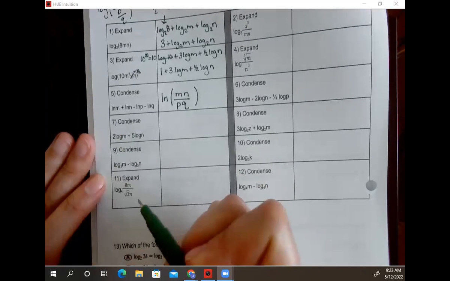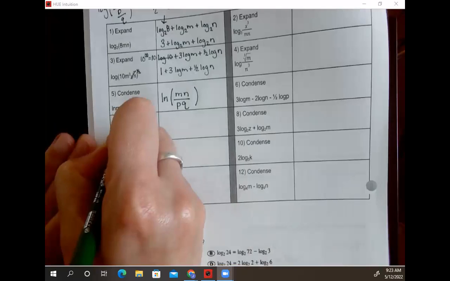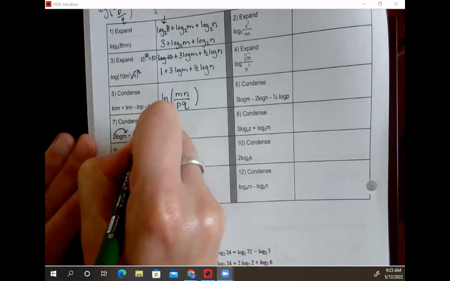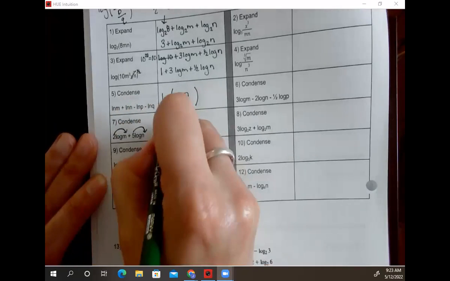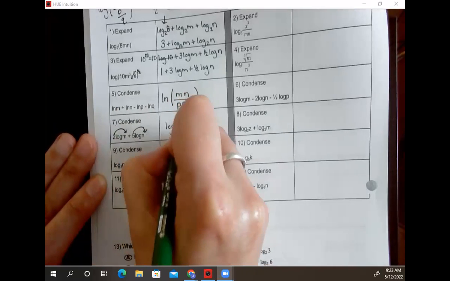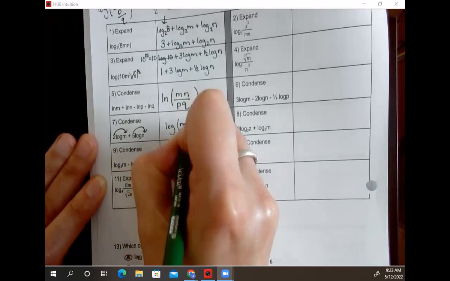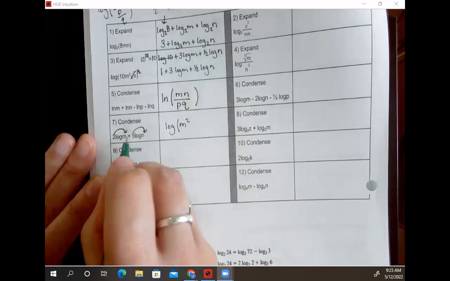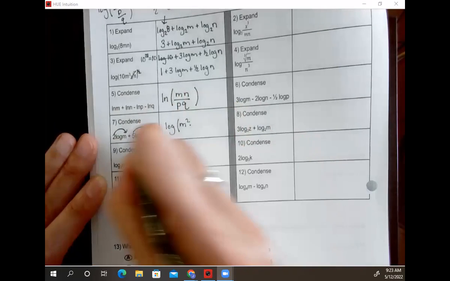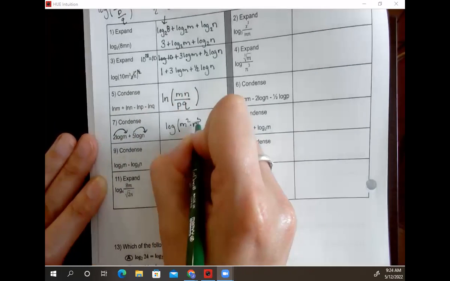Number 7, another condensed one. This time I've also got some coefficients that will pop up as exponents. So this will be log of m squared. Since I'm adding, this will be multiplication. And then n to the 5th.